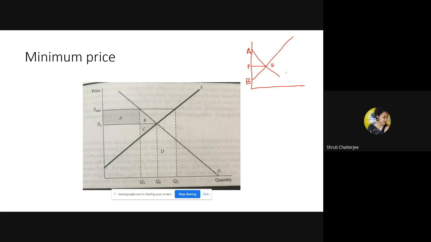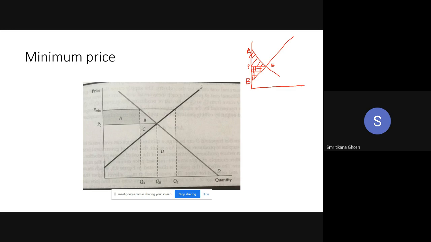Ma'am, APE. APE. Okay. So this is consumer surplus. And what is producer surplus? BPE. BPE. Yes, so this is producer surplus. So how to remember what is consumer surplus and what is producer surplus?